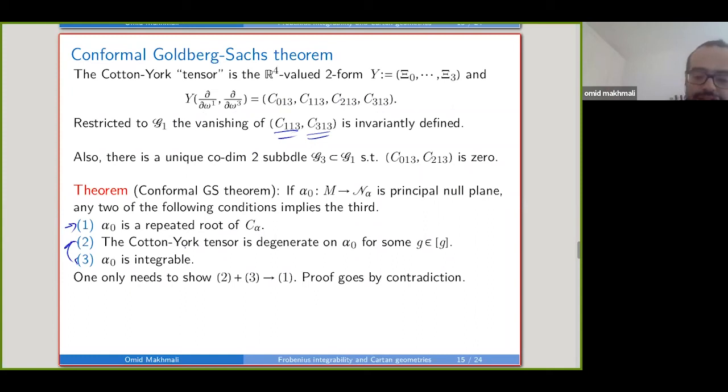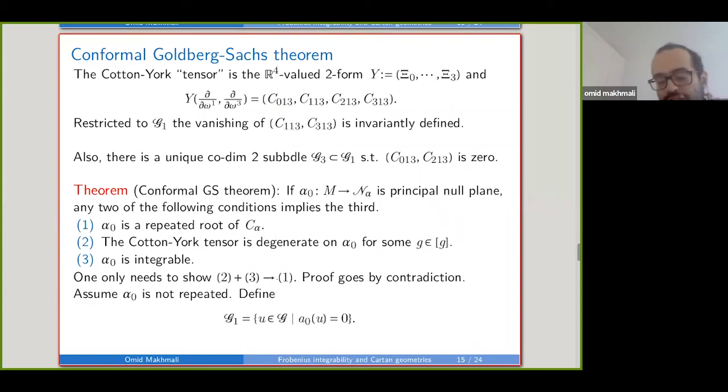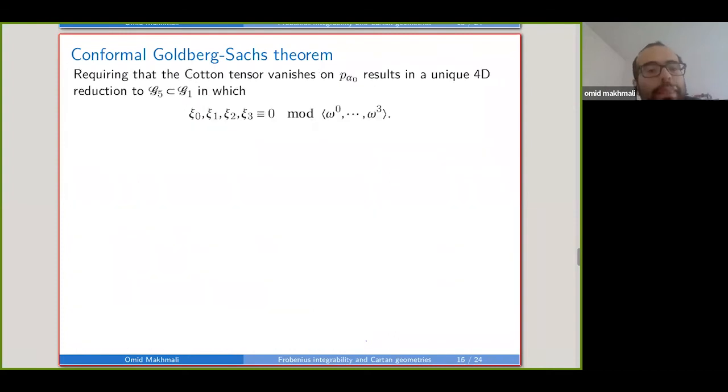Let us see when two and three imply the first condition. This is by contradiction. Assume that we are working with not a repeated root, but a root of multiplicity one. So again, translate that root to zero, and impose the integrability. The integrability implies that the reduced gamma one has to be zero modulo the ideal omega zero and omega two.